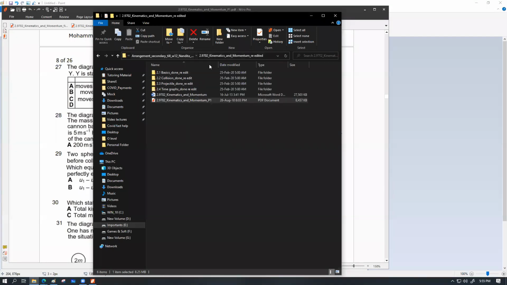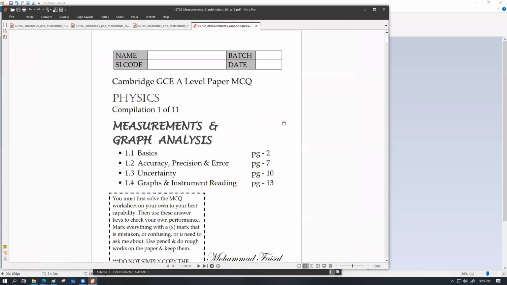Let me take you a reference so it will be easier for you to correlate, what does it actually mean.